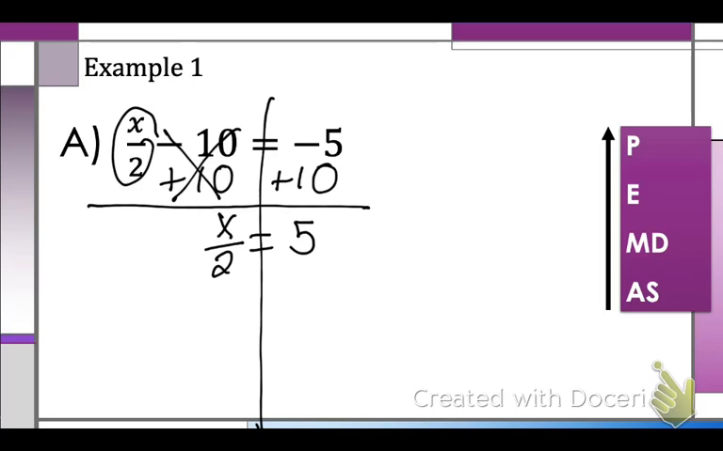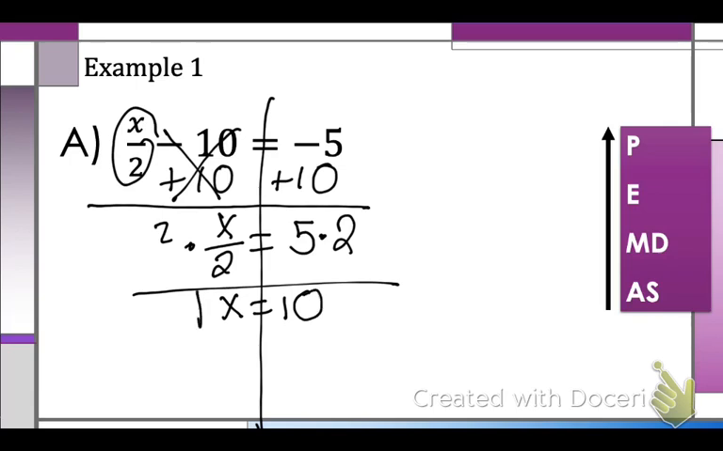Okay, step 2, because the x still is not by itself, step 2 is to get rid of the multiplying or dividing. So this is dividing, so I'm going to multiply 2 on both sides. This just becomes x. 5 times 2 is 10, so x equals 10.